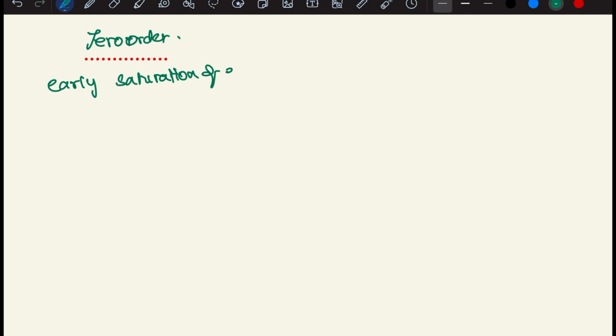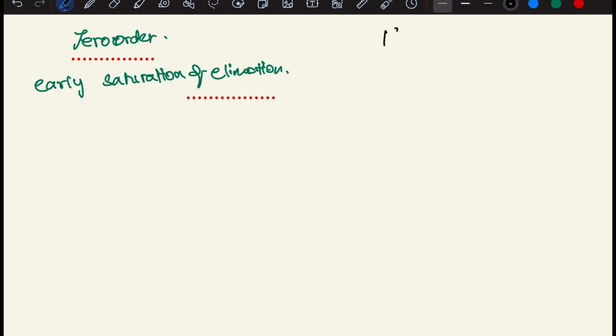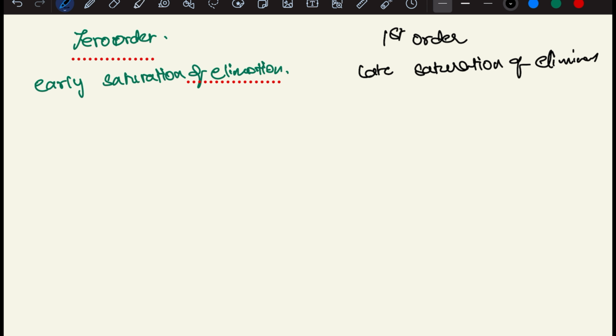Okay, now I'll ask you a question. Where do we apply the zero order and first order kinetics? Where do we use these? What do they actually mean? See, zero order kinetics is for early saturation of elimination. Why does the drug follow these kinds of orders? What do they actually come to say to us? First order reaction follows late saturation of elimination. Okay, think. What is that early saturation, late saturation?